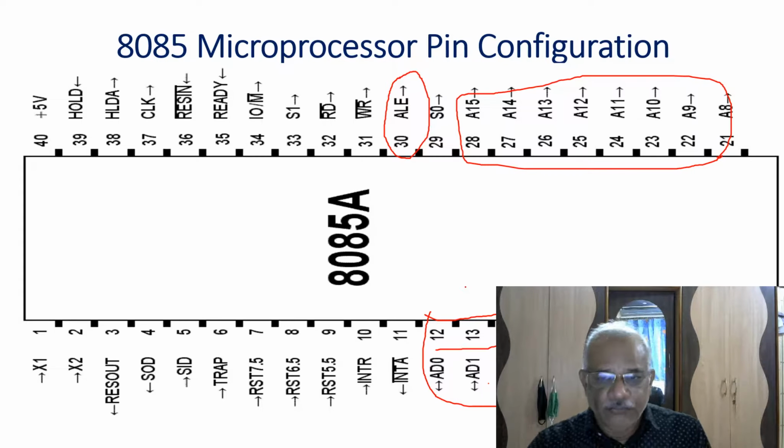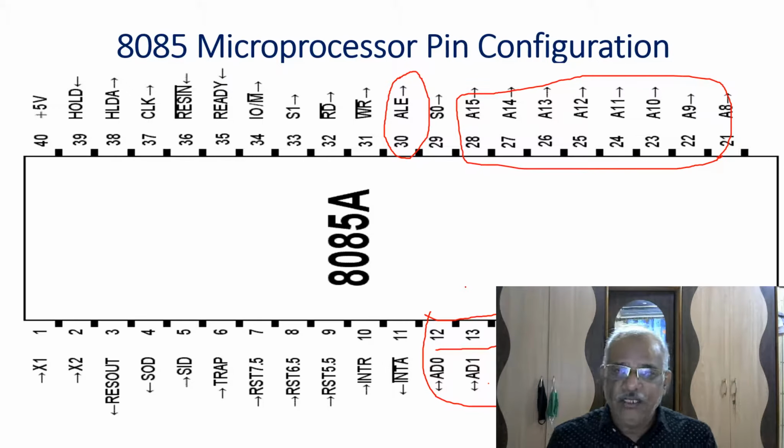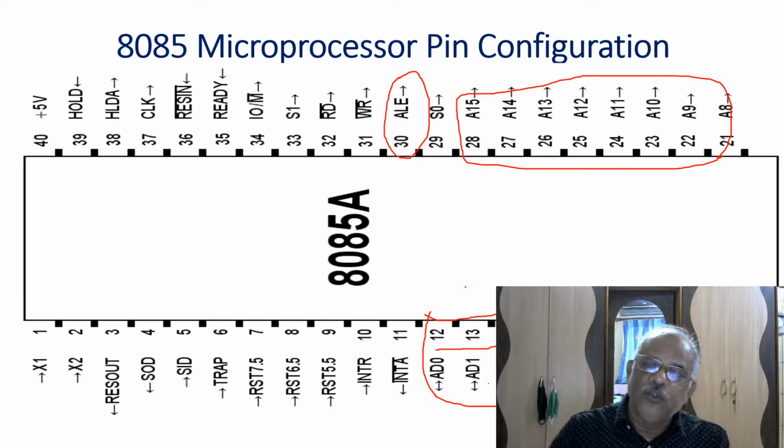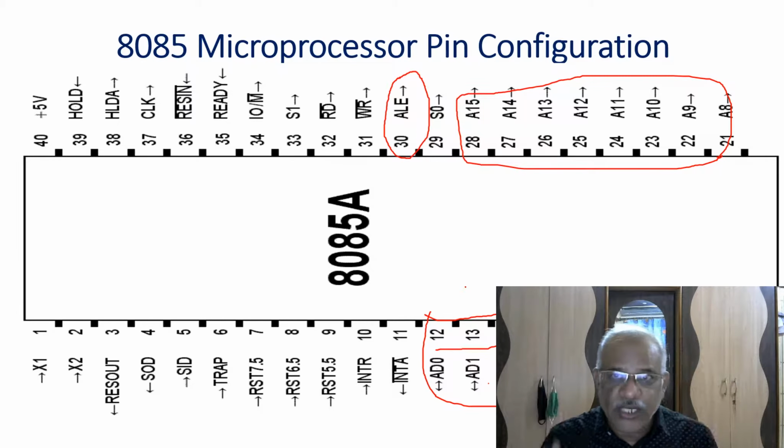But first of all, let us try to understand how more functions can be accommodated in 40 pins. So instead of giving 24 pins for address and data, they have given only 16 pins, and the same 16 pins are used for address and data. This is called multiplexing.